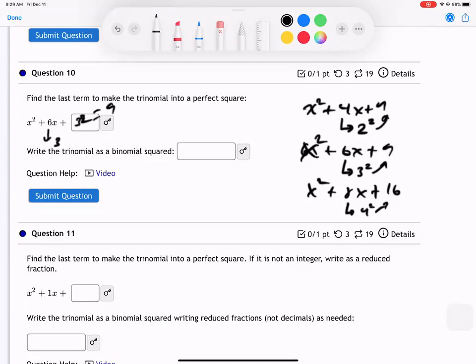Now write the perfect square. If I gave you x squared plus 6x plus 9, this perfect square was (x plus 3) squared. And that's what we do when we complete the square. We say divide by 2 and square.